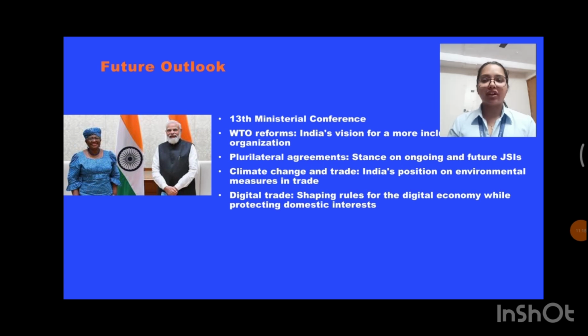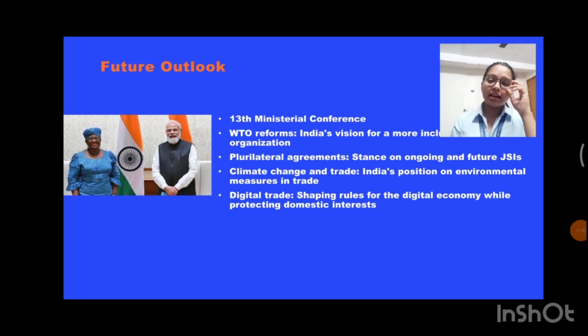Regarding WTO reforms, India envisions a more inclusive and effective organization. This means giving developing countries a stronger voice, restoring the dispute settlement system, and ensuring that reforms prioritize developmental concerns.